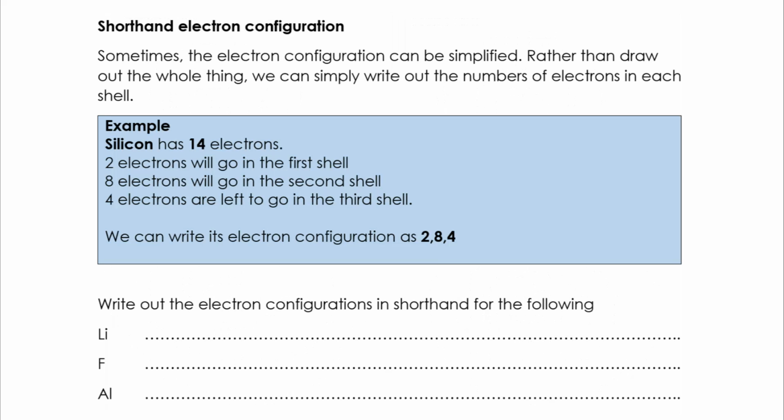We've now got some questions on shorthand electron configuration. Try these ones. Taking a look at lithium, 2, 1. It has 3 electrons, 2 in the first shell, 1 in the second. Fluorine, 2, 7. 9 electrons, 2 can fit in the first shell, that leaves 7 in the second. Aluminium, 13 electrons, 2 go in the first shell, 8 go in the second shell, because that's then full, and that leaves 3 in the third shell.